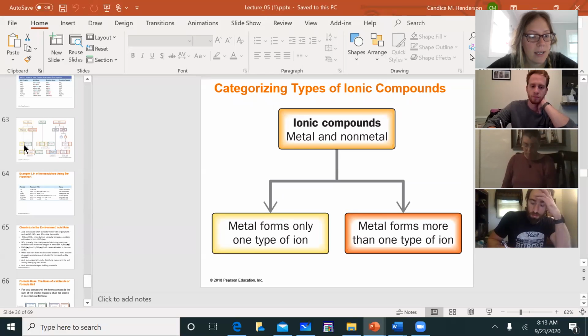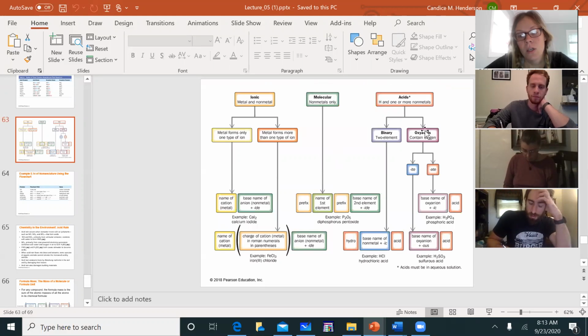Right here, okay? This is pretty much the entire second half of the chapter, all summed into one. But I want to get a starting point with how we're going to name.